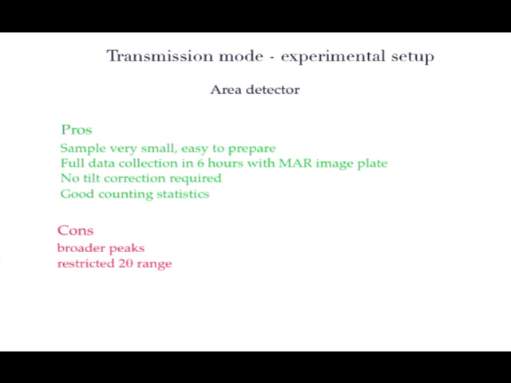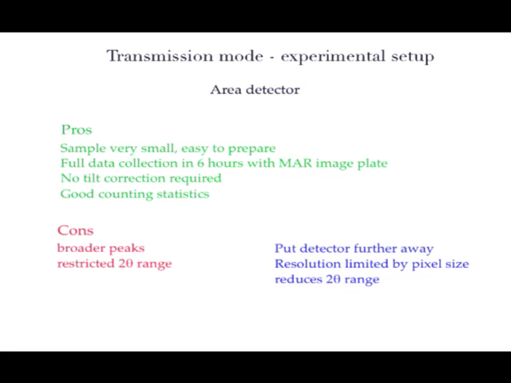The disadvantages are we get relatively broad peaks, and because of the limited size of the detector, we are restricted in the 2 theta range. Of course, you can put your detector further away, and your peaks are less broad. We have a better resolution, but the resolution is ultimately limited by the pixel size of your detector. And when you go out, of course, you reduce your 2 theta range again.